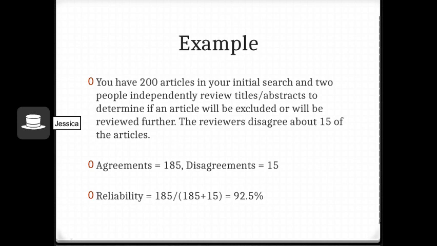So if your initial search turns up 200 articles, and you have two people independently review the titles and abstracts of those 200 articles, the reviewers disagree on 15 of the articles, and so you would have 185 agreements and 15 disagreements, and your reliability would be 185 divided by 185 plus 15, or 92.5%, which is sufficient reliability.